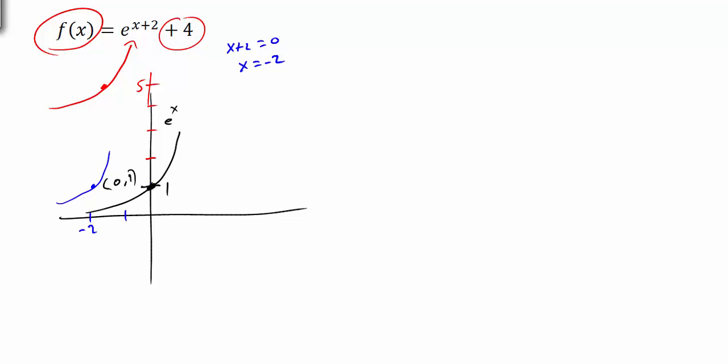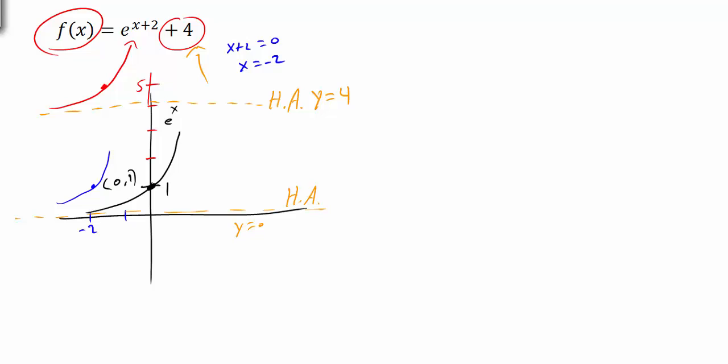Now keep in mind, the horizontal asymptote that we had here at the x-axis, that's also going to move up this same 4 units. So if it starts here at y equals 0, it's now going to be up here. The horizontal asymptote would now be y equals 4. So everything's going to be moved up 4 units.